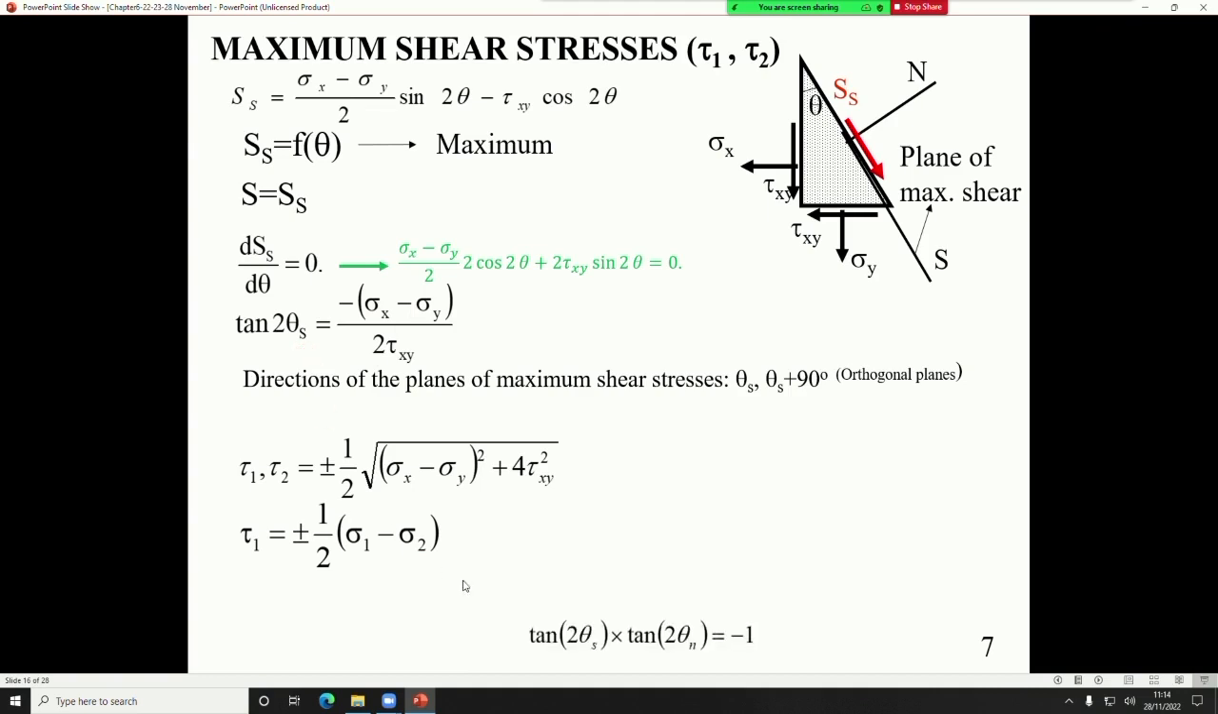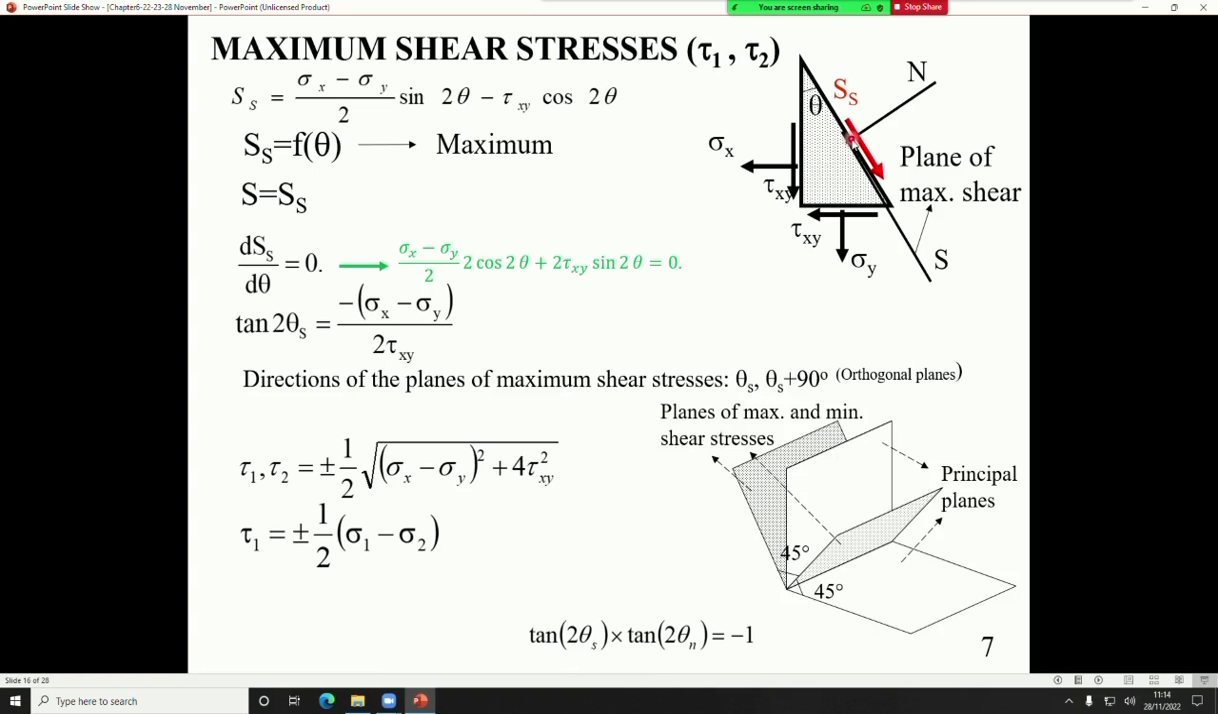You can see that tangent of 2 theta s multiplied by tangent of 2 theta n is equal to minus 1. It means 2 theta n and 2 theta s must be at 90 degrees, or theta n and theta s are at 45 degrees. It means the planes of maximum and minimum shear stresses bisect the angles between the principal planes. So if these two are principal planes, the white ones, and these two are planes of maximum shear stress, as you can see, this plane bisects the angle between these two. It means if I've got the principal plane and I rotate it by 45 degrees, I reach the plane of maximum shear stress, the same as the other two.